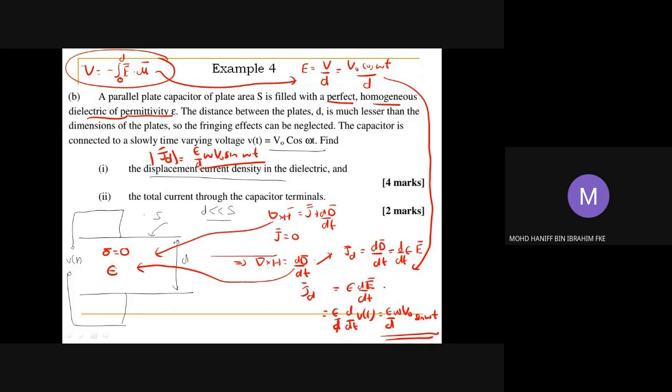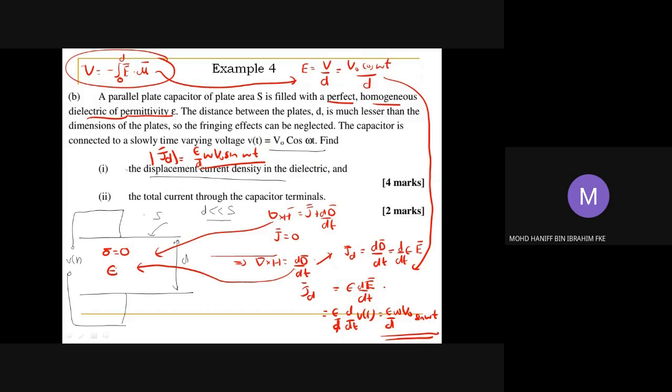V will be E times d, whereby d is the distance between the plates, so from here I can obtain the E field to be V naught cos omega t over d, and that shall then be used to find the JD, which will be the differentiation of the E field. I hope it's clear on this example number 4, part 1, on finding the displacement current density in dielectrics.